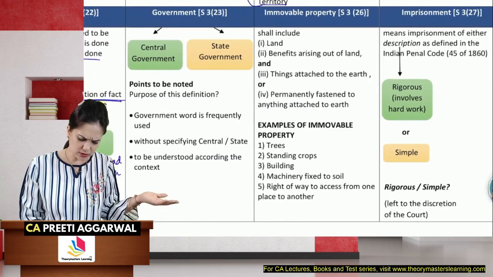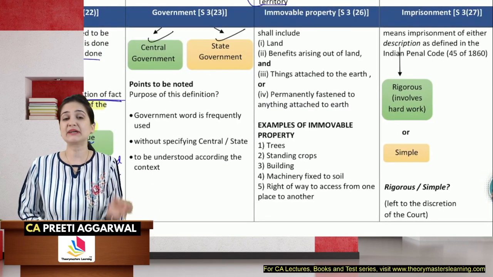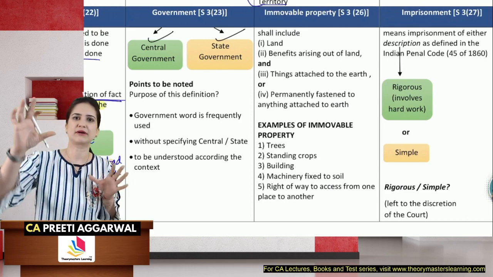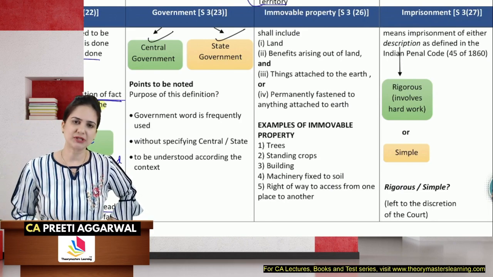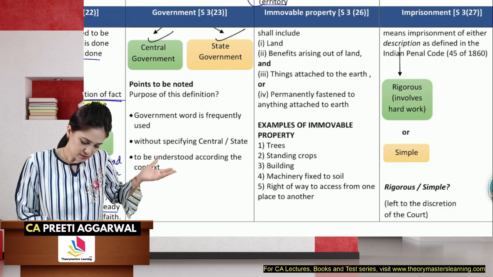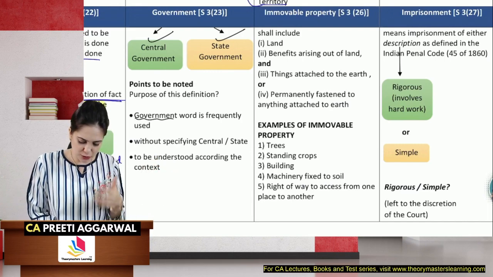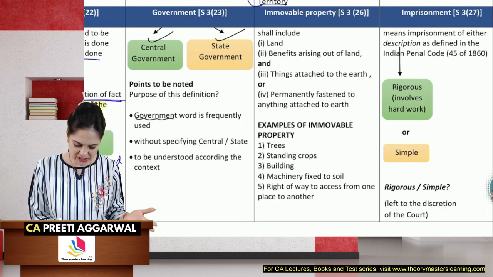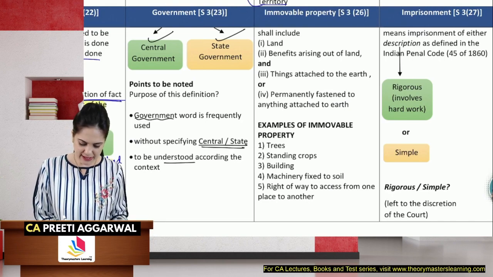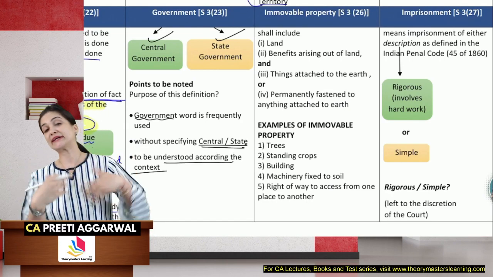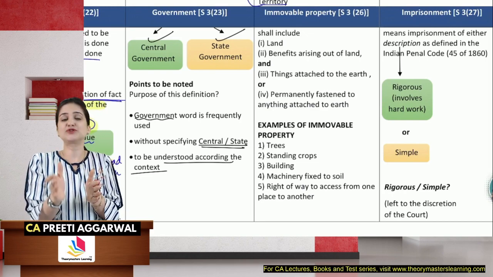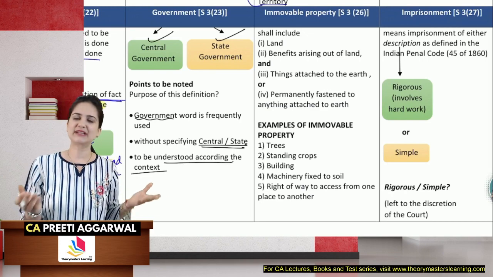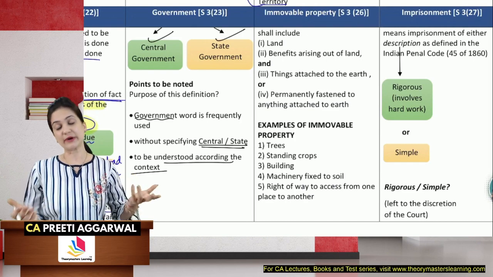Government can include both central as well as state government, but sometimes they use the word government without explaining whether it is central or state. They have not mentioned that. Then law says the word government, when used without specifying whether it is central or state government, is to be understood in accordance with the context in which it is used. It means you will apply the facts and circumstances, the intention, and then you will decide whether it is central or state government, how it is to be interpreted.